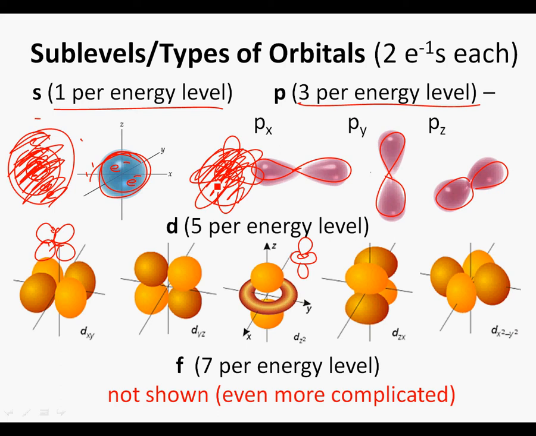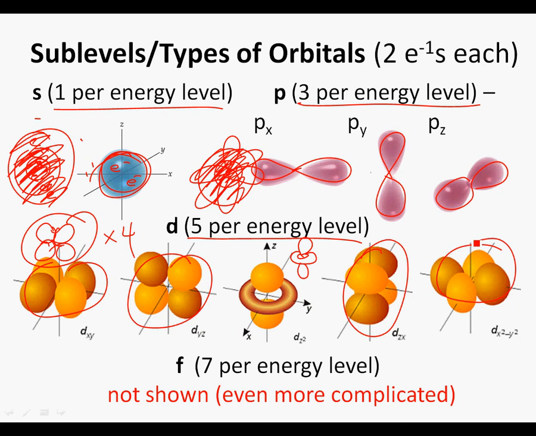The D's also are in there. They only start in the third energy level. There are no D's in the first or second, not enough space. But the D's, there are 5 of them in every energy level. Those are the pictures of the 5. Really, if you want to draw this in your notes, you just draw the clover and put times 4, because there's essentially 4 of those. There's this one, this one, this one, and this one. They're just oriented differently.